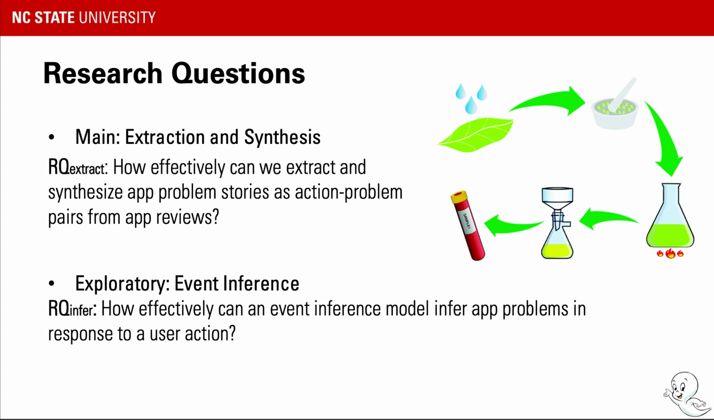Therefore, in this study, we investigate how effectively we can extract and synthesize action problem pairs from app reviews. As a preliminary investigation, we also target a research question on event inference. Our goal is to understand the relationship between user actions and app problems. Our hope is that event inference on action problem pairs can potentially help developers prevent unseen app problems given the designed user actions.